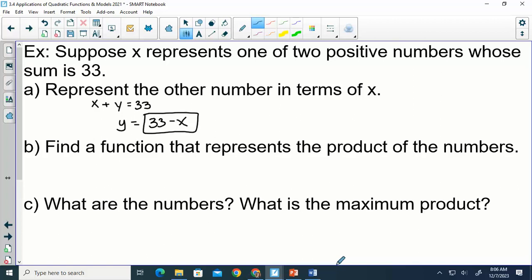Part B. Find a function that represents the product of the numbers. X times y equals 33. Well, okay, so product is x times y, but do I know what the product equals? No, so I'm just going to call this P for product. But more specifically, if I don't want two different variables, because we can't solve equations with x's and y's, what can I say my product is?